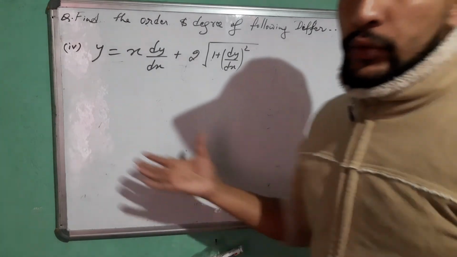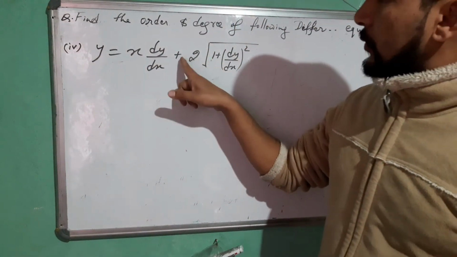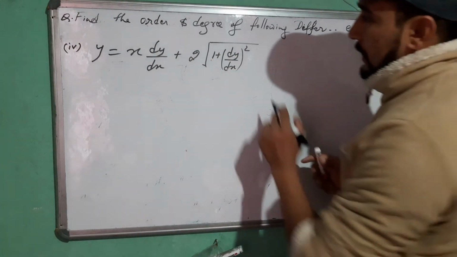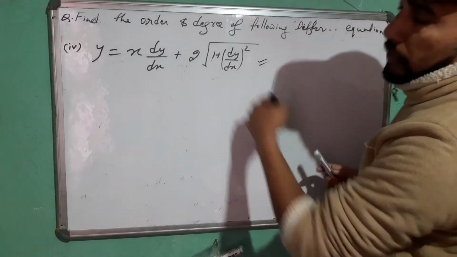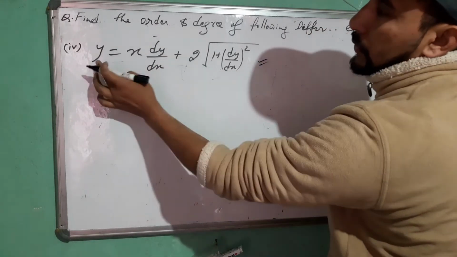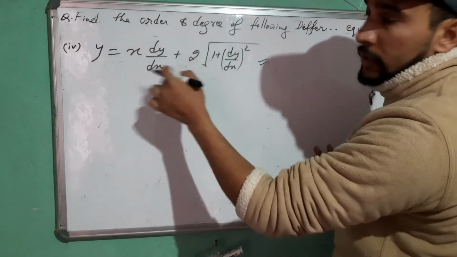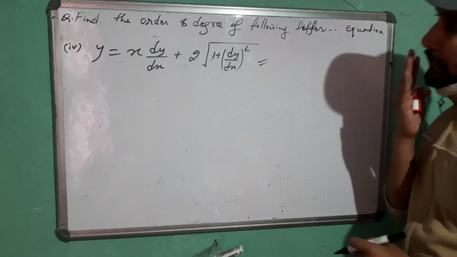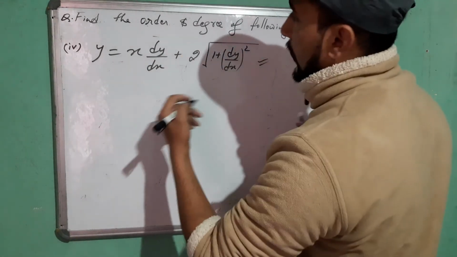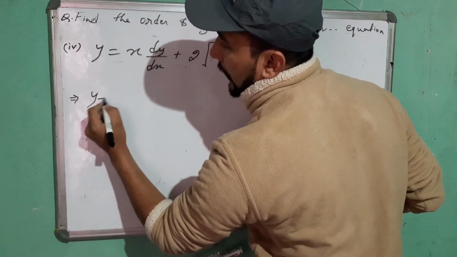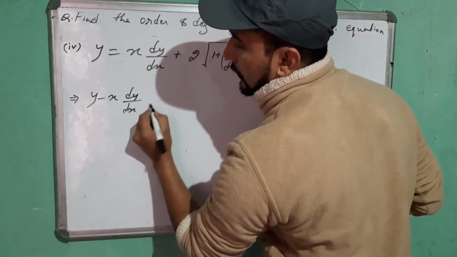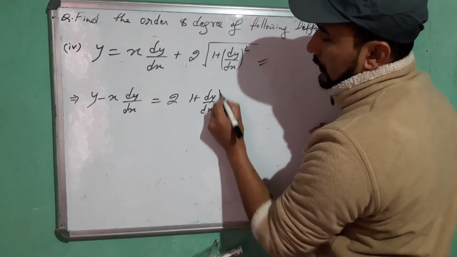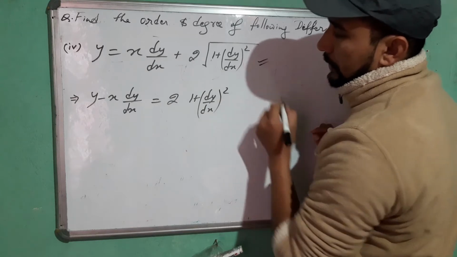Okay, now next question number 4 is y equals to x dy dx plus 2 root under 1 plus dy dx whole square. First of all, you can simplify this expression. Simplification you can do. You can take this part towards left hand side and you can square both the sides, and then you can identify. Okay, so let's do that. It implies y minus x dy dx is equals to 2 root 1 plus dy dx whole square. The root is also there.